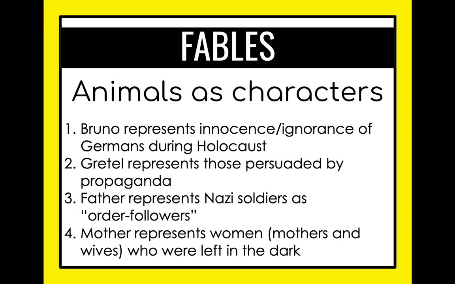So for example, Bruno represents the innocence or the ignorance of the Germans during the Holocaust. He is a typical German boy, and his father is a Nazi, yet he knows nothing about what's going on because he chooses to not understand or hide himself from the terrible things that are happening around him. And his parents don't make it much easier. So he represents those people that were ignorant of what Nazis were doing during the Holocaust.